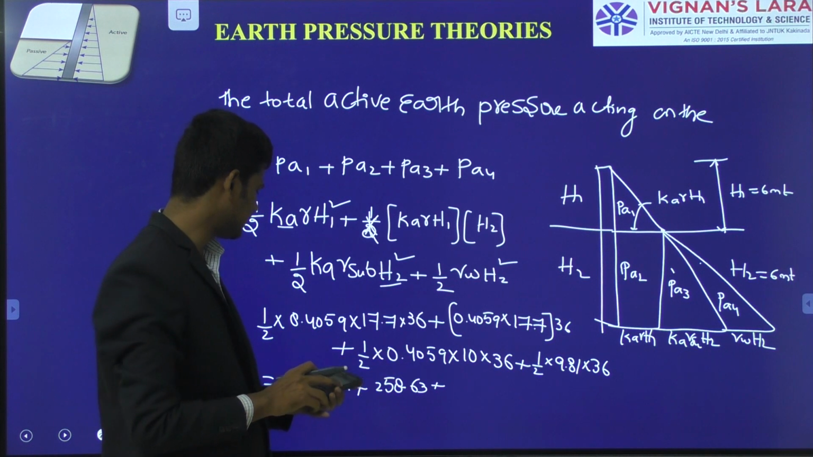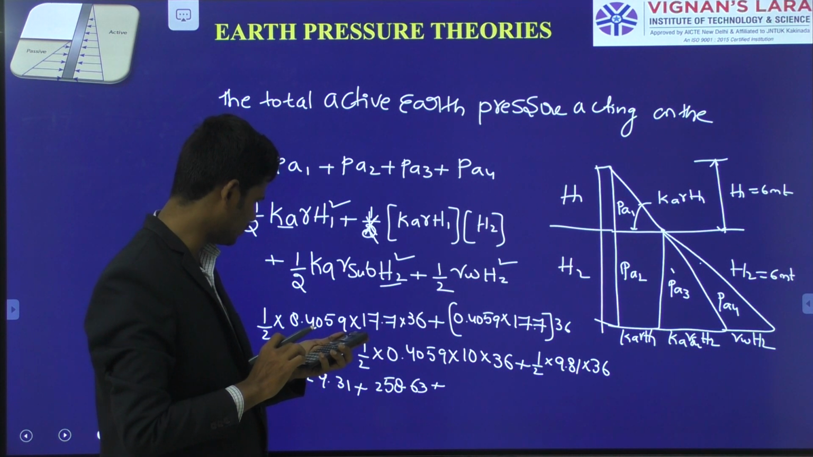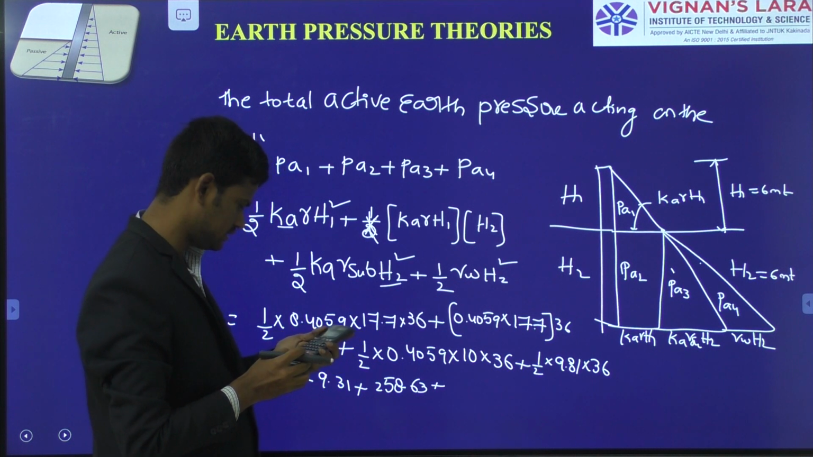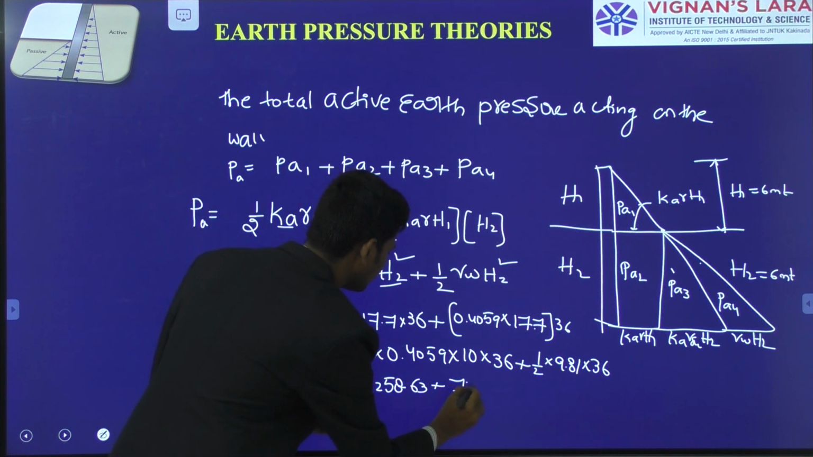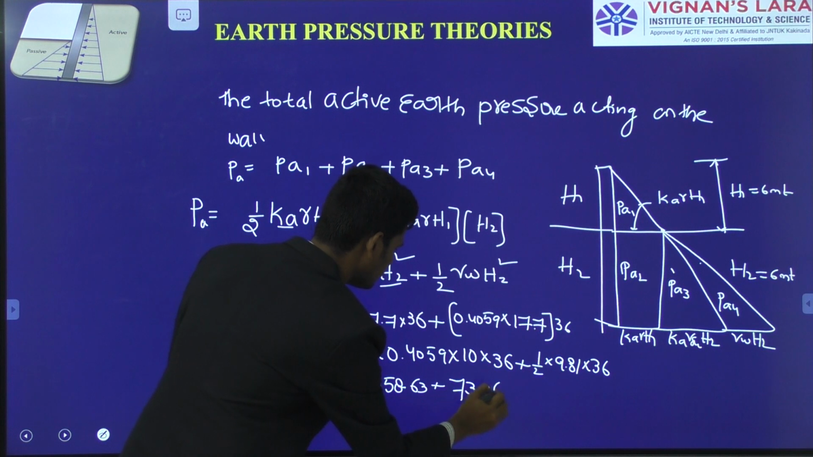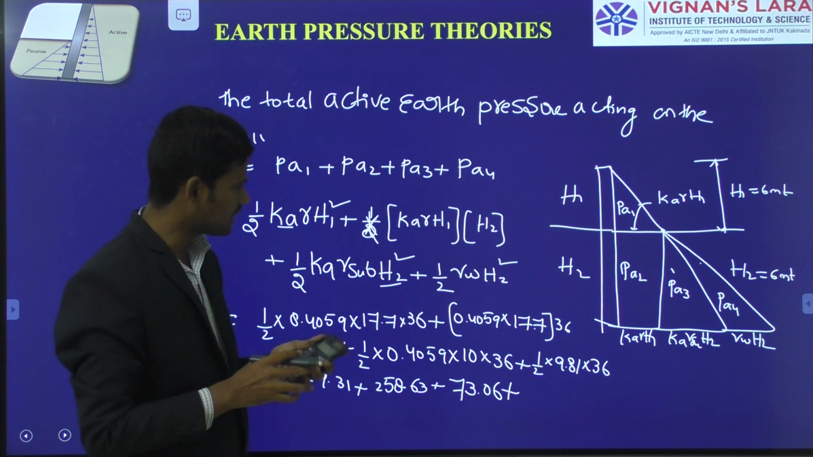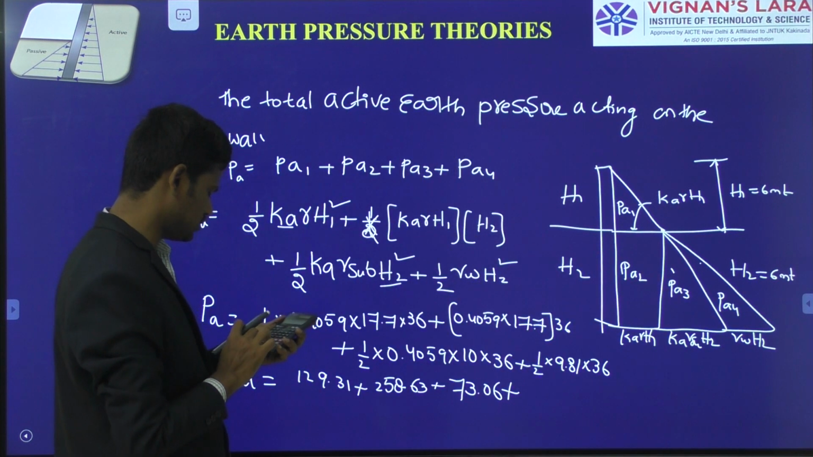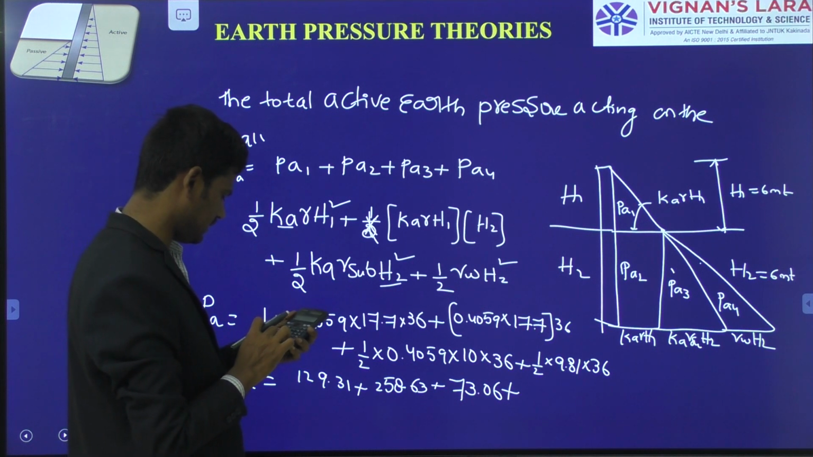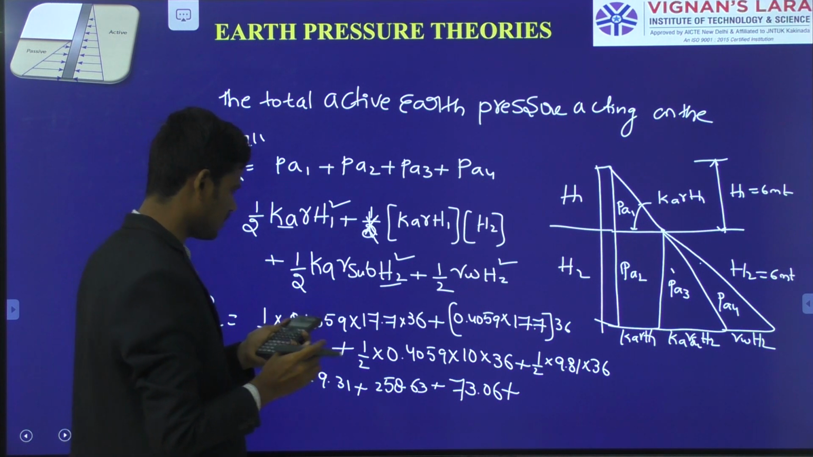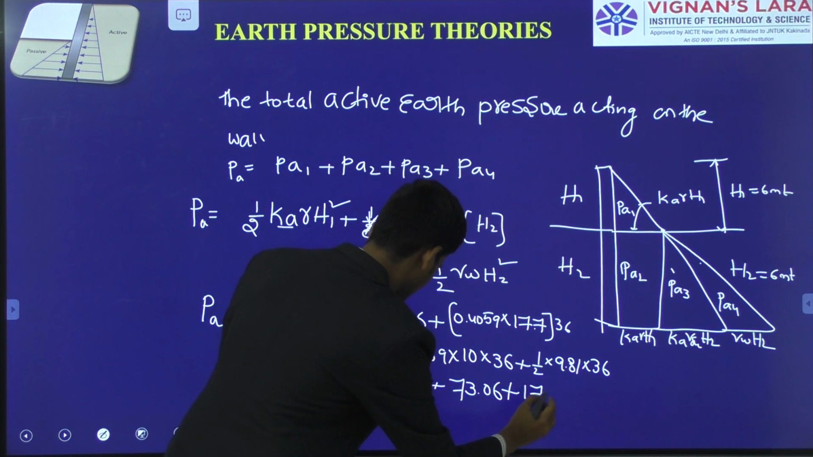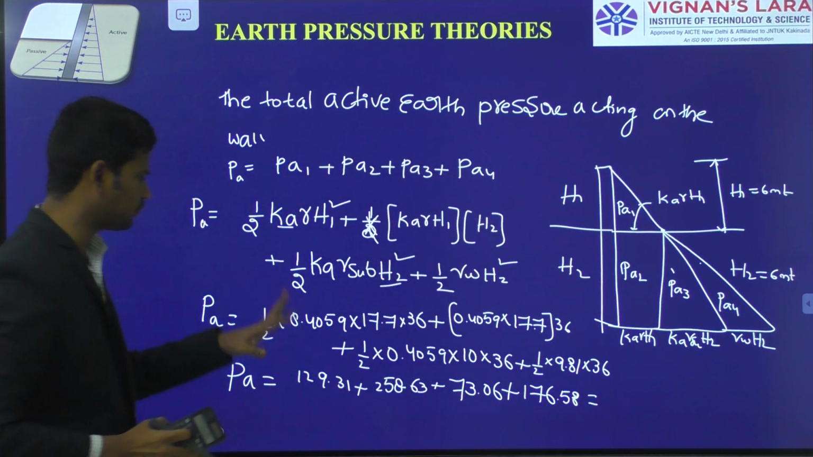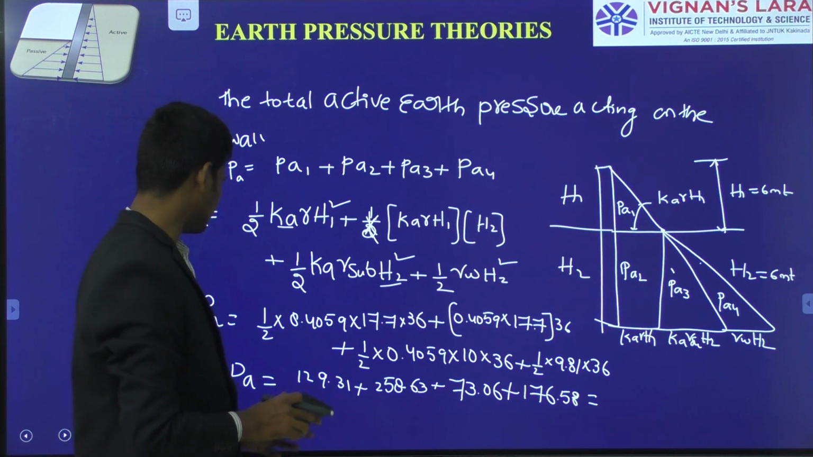Again, if you see here, the PA3 value, 0.50 into 0.4059 into 10 into 36. Okay, PA3 value I am having 73.06. Next we are having the area of the last pressure diagram, that is the area of the pressure diagram due to the pore water pressure, that is 0.5 into 9.81 into 36, 176.58 kilonewton per meter. If you observe here, the pore water pressure also creates more pressure on the wall.